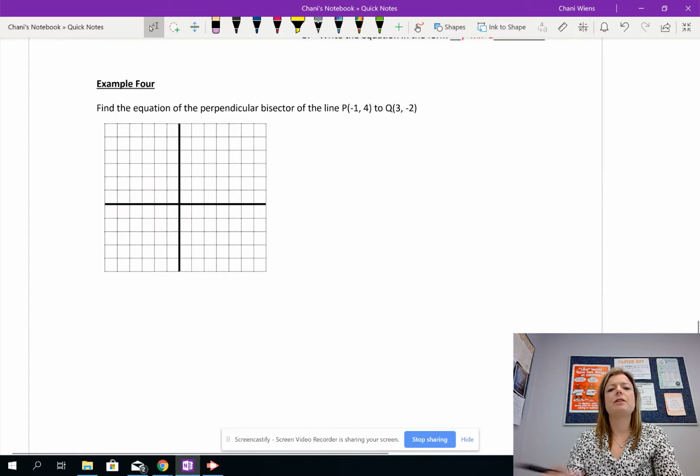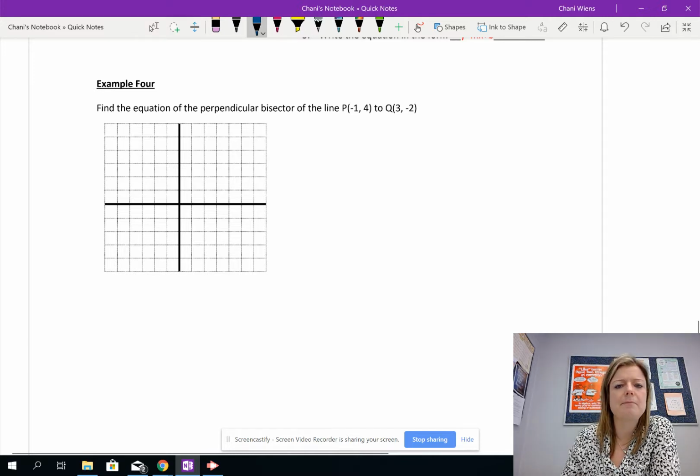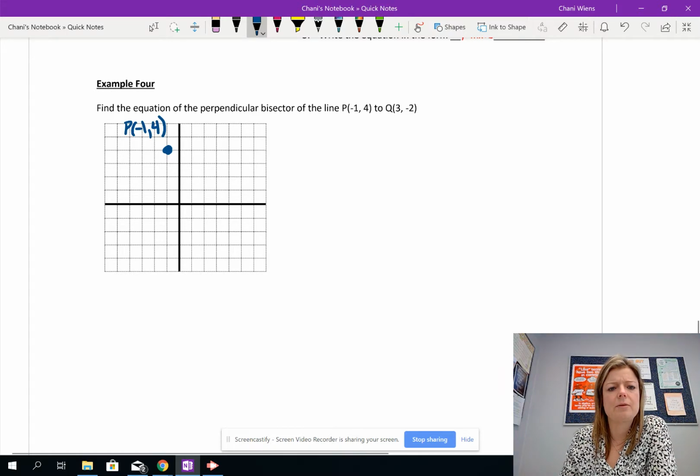So find the equation of the perpendicular bisector to the line PQ. P is -1, 4, and Q is 3, -2. So this is our line. So we want to create, oh, that's awful, the perpendicular bisector to that line. So first we need to know the midpoint of this line.